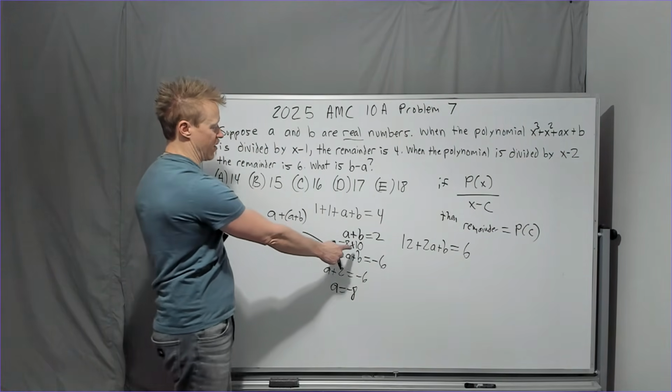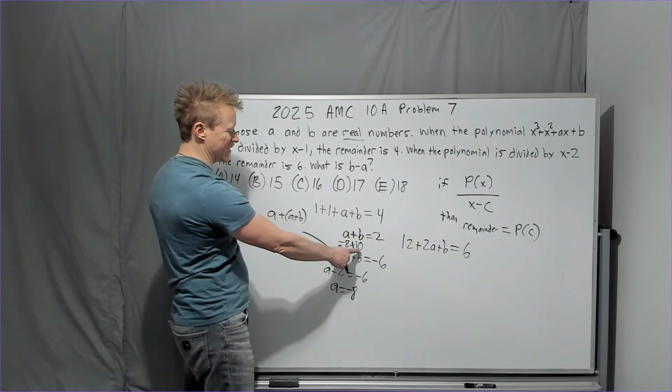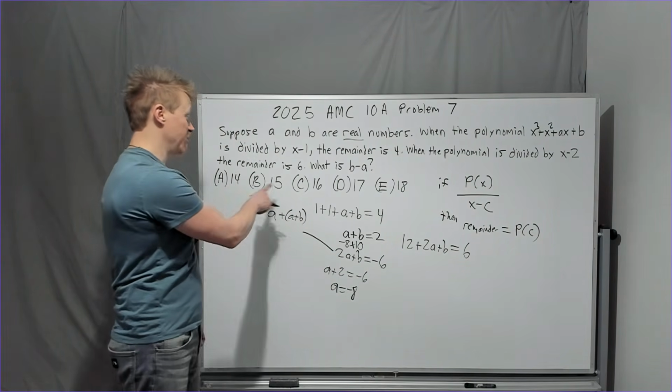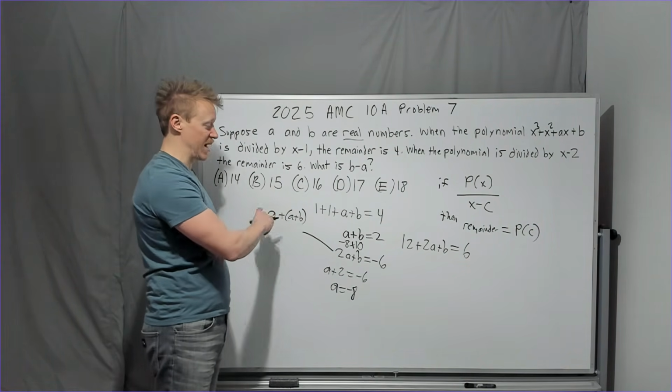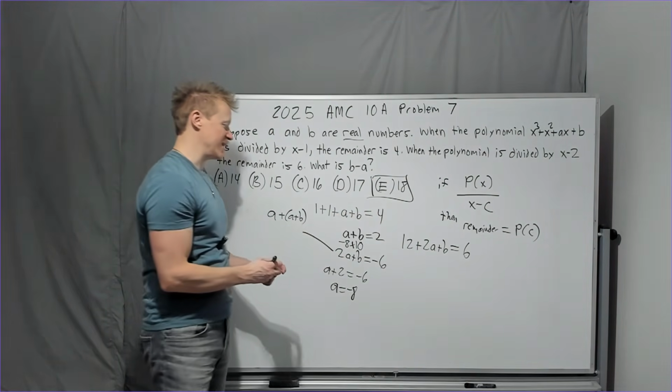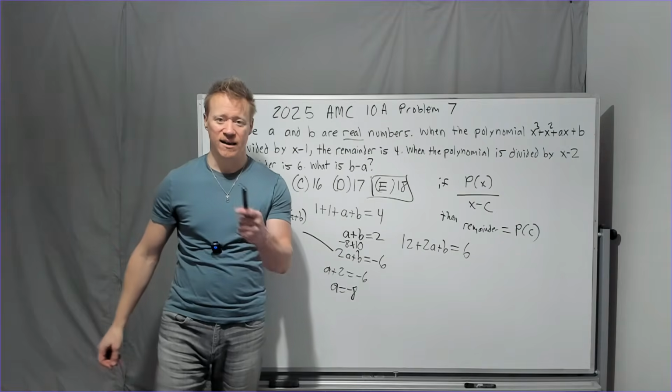All right, so now we want b minus a. So what is 10 minus negative 8? They didn't put 2 here, luckily for those of you who might have put 2 by accident, but it is going to be 18, 10 minus negative 8. On to the next one.